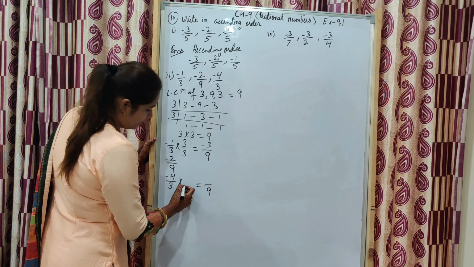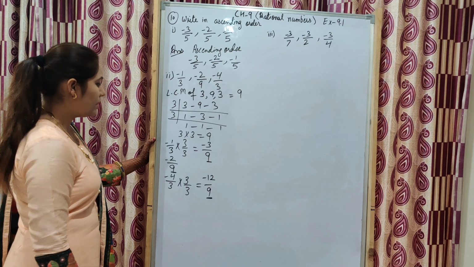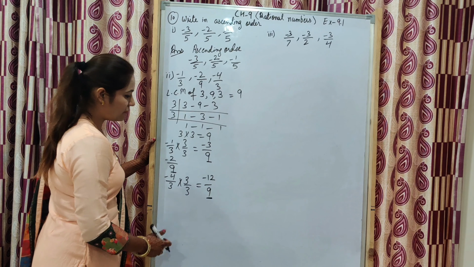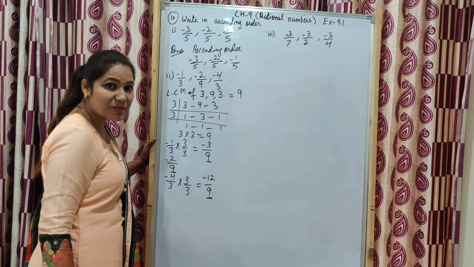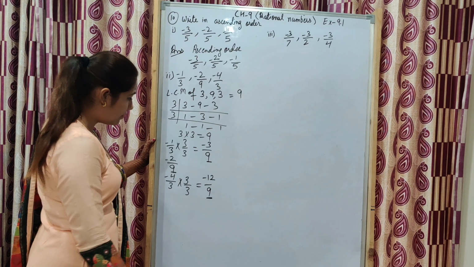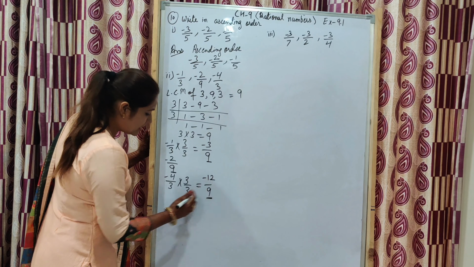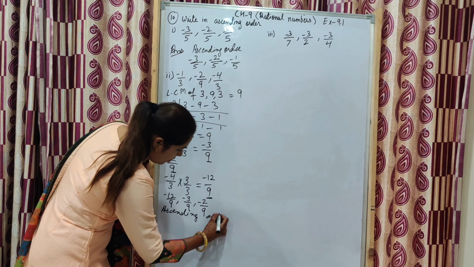Now if you see carefully, in each case the denominator is 9. Now minus 3 upon 9, minus 2 upon 9, minus 12 upon 9. Ascending order means from the smaller to the biggest. We have to see which one is the smallest value. Whenever there is a negative sign, the maximum value is the minimum. So minus 12 upon 9 is the smallest value, and then minus 3 upon 9, and then minus 2 upon 9. But we have to write in the form of the question. So I will write ascending order.